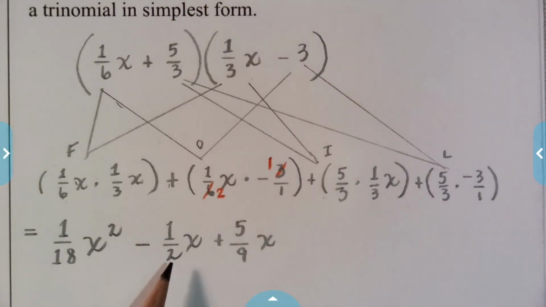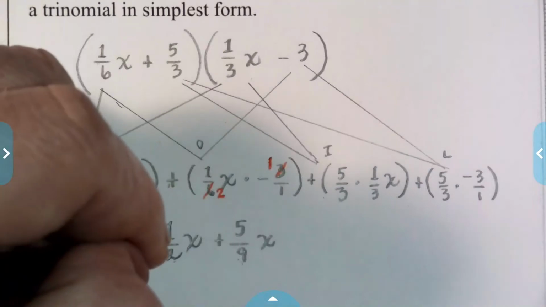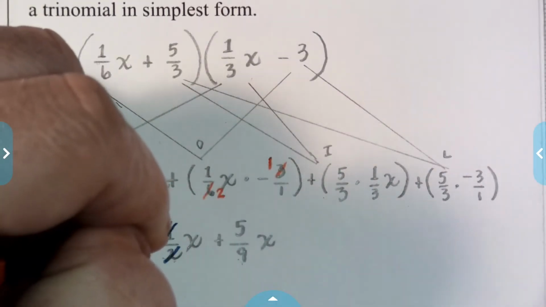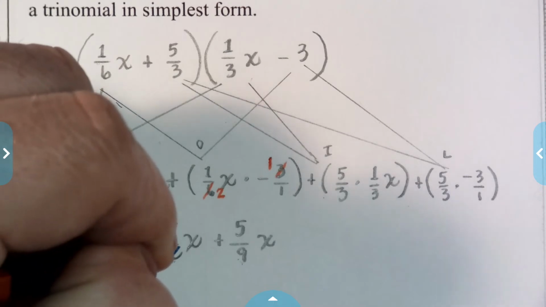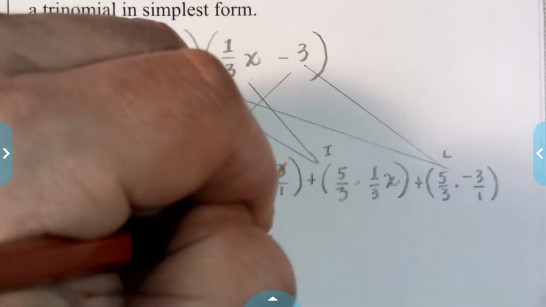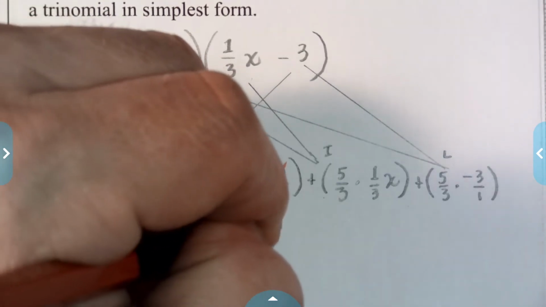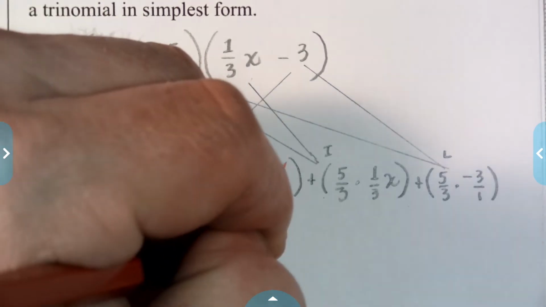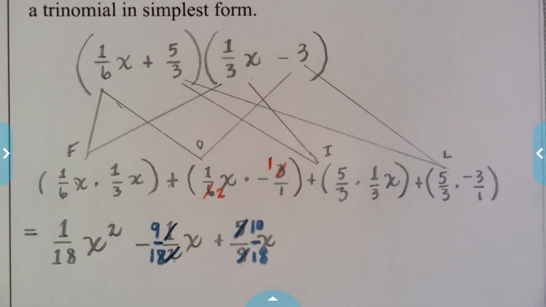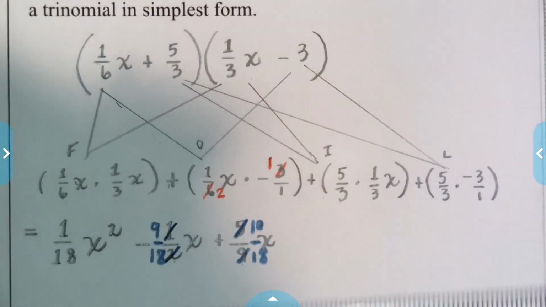You notice we're going to have to find a common denominator here between these two. We could do that right now and just say, okay, fine. It's going to be 9/18 over here, and then 10/18 over here, because we've got to have the common denominator, right?